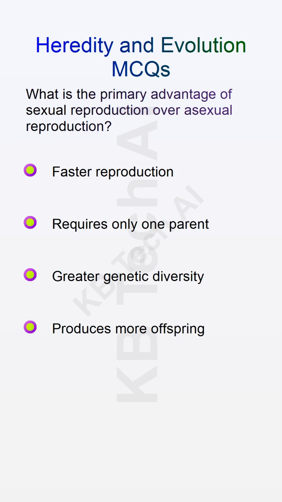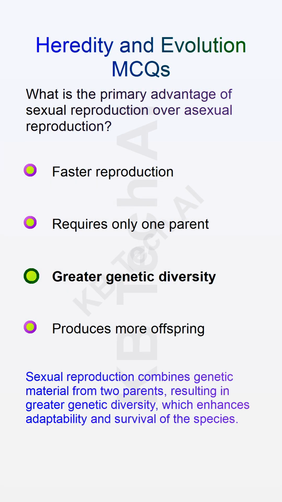What is the primary advantage of sexual reproduction over asexual reproduction? Option 1, faster reproduction. Option 2, requires only one parent. Option 3, greater genetic diversity. Option 4, produces more offspring. The answer is, option 3, greater genetic diversity.